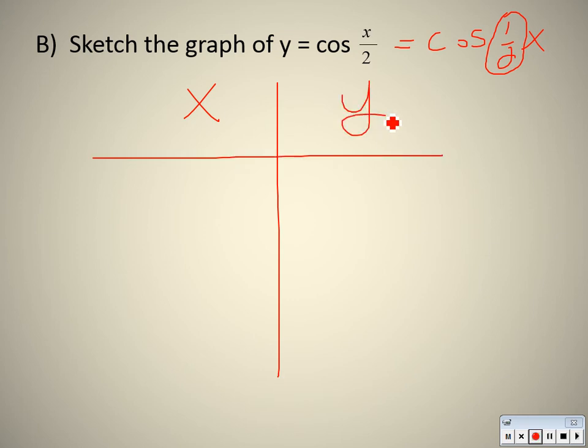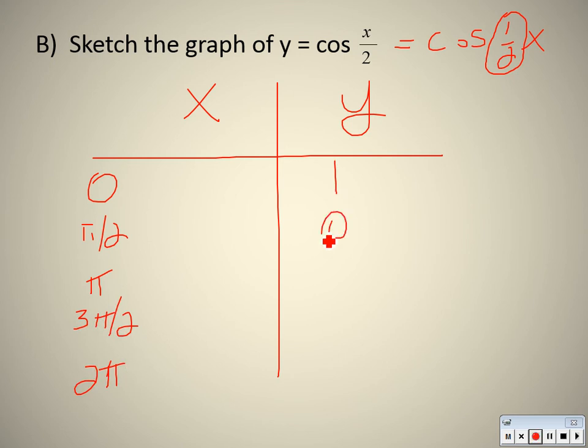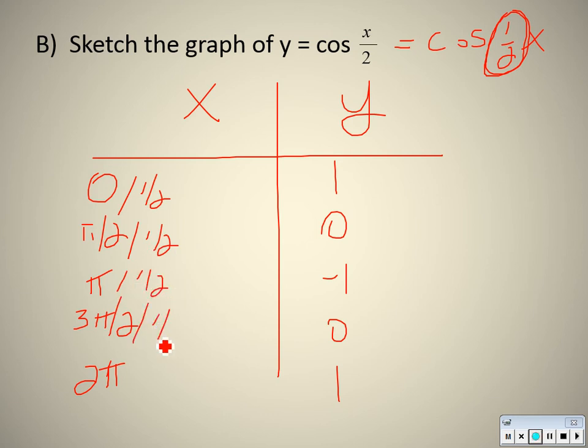So I'm going to take my critical values for cosine, which are 0, pi over 2, pi, 3 pi over 2, and 2 pi. I'm going to take my y values for cosine, which are 1, 0, negative 1, 0, and 1. So what I want to do here is I'm going to take this value that's in front of x, just like we did with the previous example, and I'm going to divide everything by 1/2. So just keep in mind, mathematically speaking, that when you divide by 1/2, that's the same as multiplying by 2.